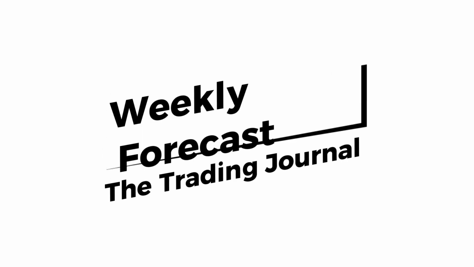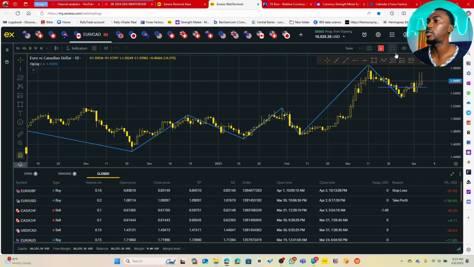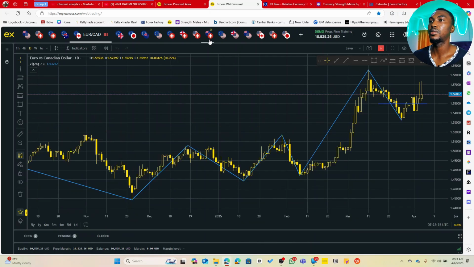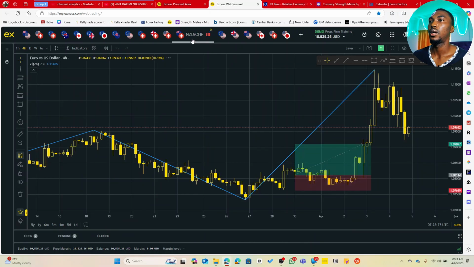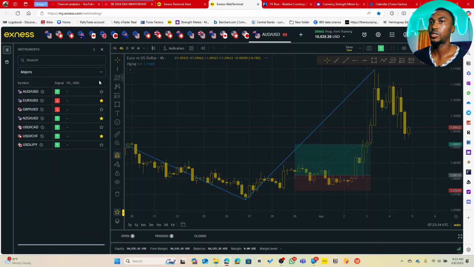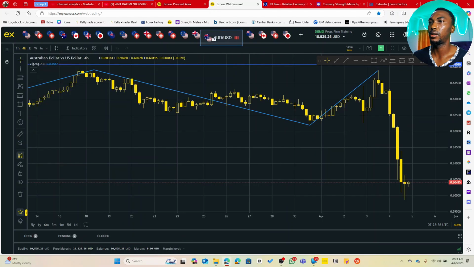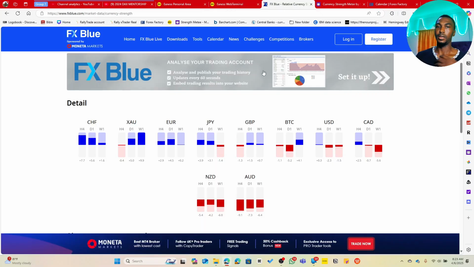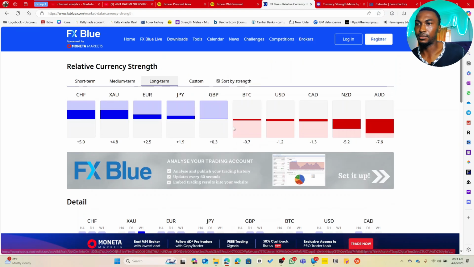So the weekly forecast, weekly analysis, weekly expectation. The weekly expectation will start with the usual, the majors, right? The majors only. Let's start with the Australian dollar, the US dollar. Now, in my opinion, I am scared of touching anything that has to do with the Australian dollar and the New Zealand dollar right now. But it doesn't mean we will not do some analysis on it, right?